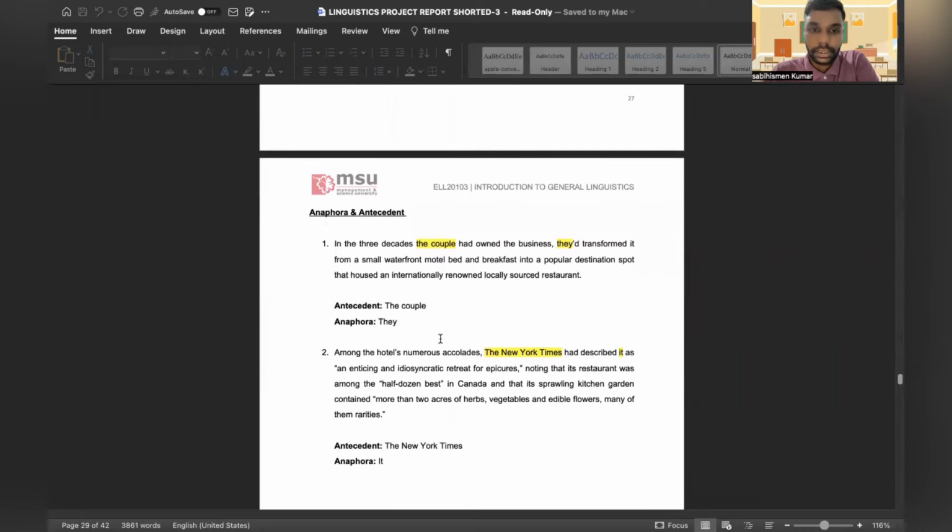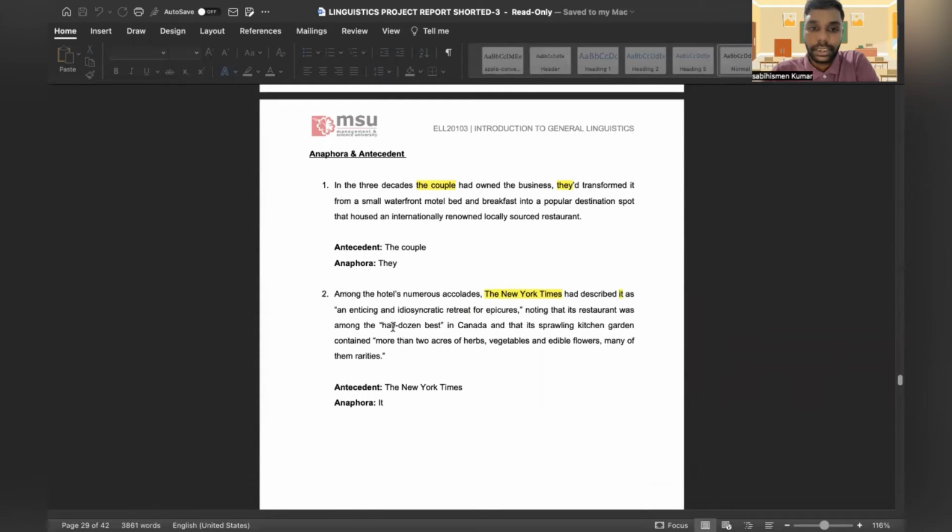Okay, moving on to anaphora and antecedent. Anaphora: "In the three decades, there's a couple that owned the business. They have transformed a small waterfront motel bed and breakfast into a popular destination spot, and it houses an internationally renowned locally sourced restaurant." The antecedent, the highlighted word, is "the couple", and the anaphora is "they".